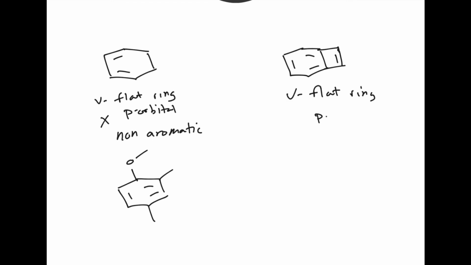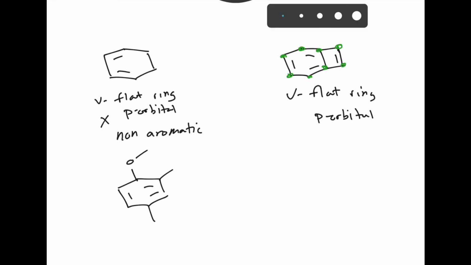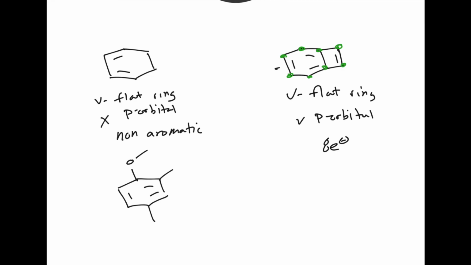Flat ring. Does everything in this have a p orbital? Yes, so everything on this is part of a double bond. So we get to have our p orbitals. So we're good there. How many electrons are there total? It should be 8 electrons, right? 2, 4, 6, 8. Is 8 4n or 4n plus 2? 4n, so that's going to be anti-aromatic.